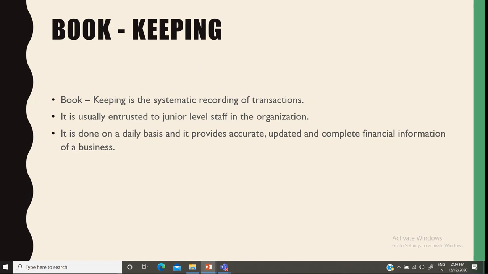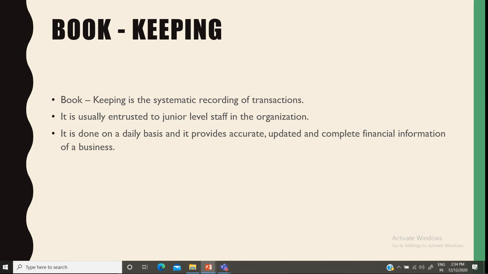Like you will be making sales, you will be selling your goods or some assets to outsiders, your customers, and even you will be purchasing, you will be paying a lot of bills. So for everything you will be having your invoices and vouchers. So you will be preparing bookkeeping.